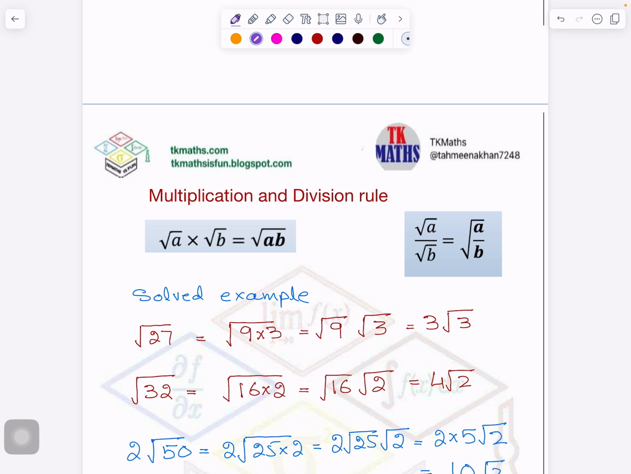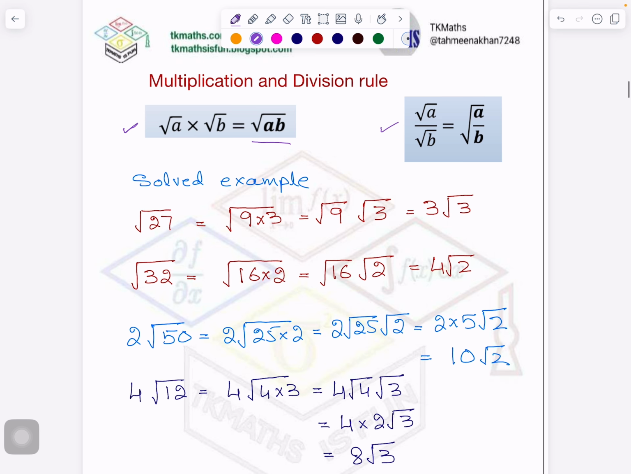If you see here in the multiplication rule, root a times root b can be written under the same root as a multiplied by b. We will apply these in the questions. I have solved a few examples, but I will explain by solving in front of you right now. If you see root a divided by root b, it can be written as root of a divided by b. Okay, so let's see the example.